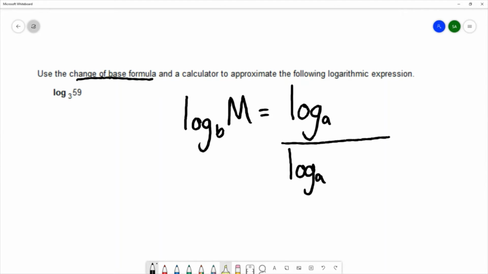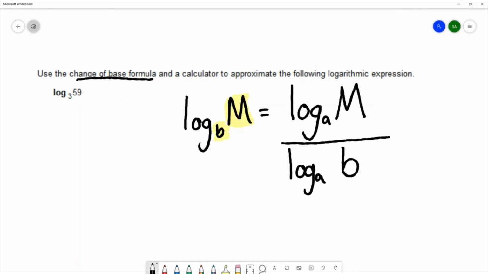And we're going to use m from the original log. M will go into the log that I have in the numerator. And we're going to use b from the original log, and that will go into the log from the denominator. So this allows us to change from any base to any base.